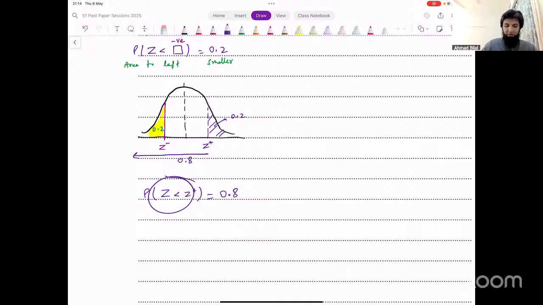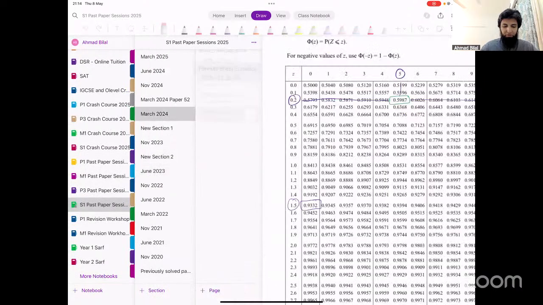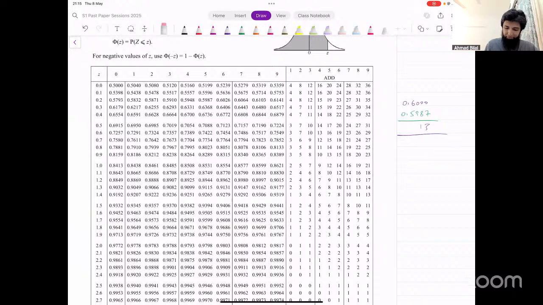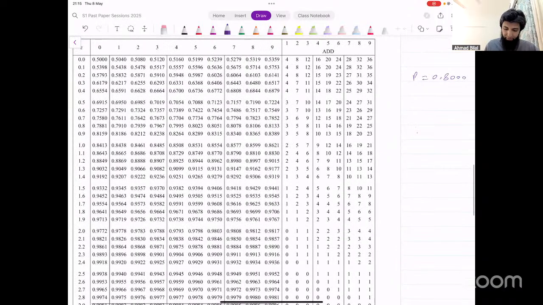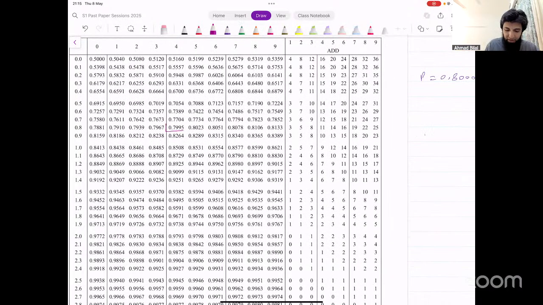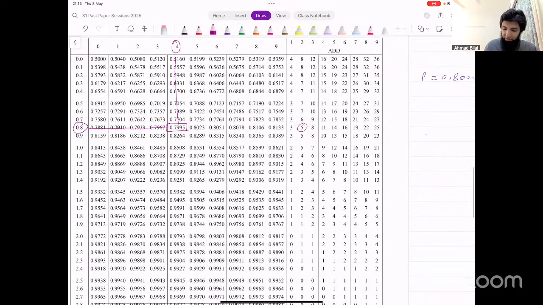We go to the table, find the z value corresponding to a probability of 0.8. Let's do that. Let's go to the table. 0.8 is the probability that we've got. So we have to look for probability, right? 0.8 probability, that's 0.8000. Where would that be? We've got these two consecutive numbers between which 0.8 lies. We take the smaller of those numbers, 0.7995. Corresponding to this, we've got 0.8. We have 4 here. And then we have to add 5 more to that to get to 0.8.